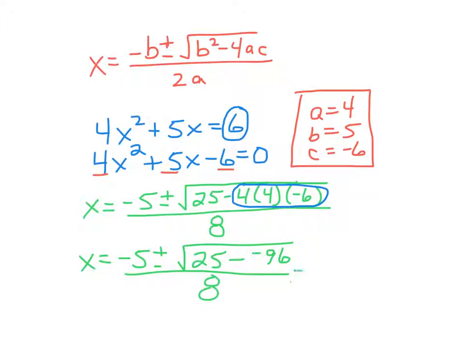As I continue to simplify this, I'm going to have x is equal to negative 5 plus or minus the square root of. And now I need to figure out, well, what is 25 subtract negative 96? I'm going to add them both together. I'm going to get 121 over 8.